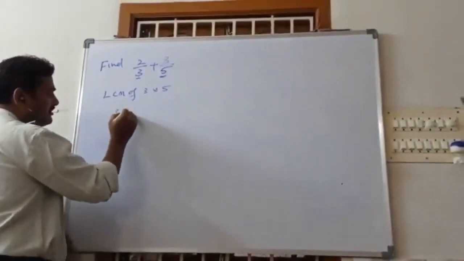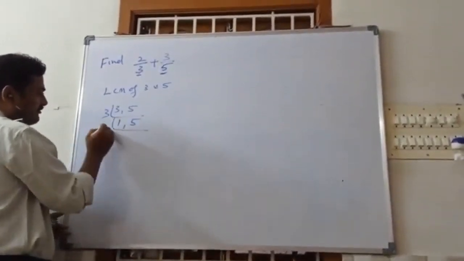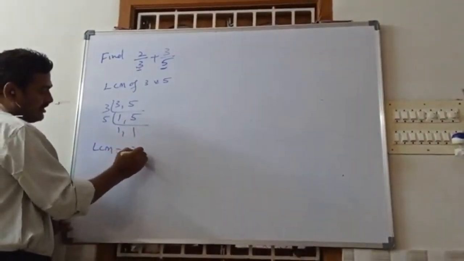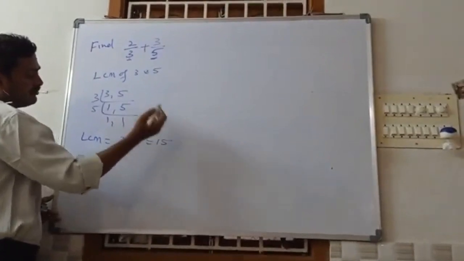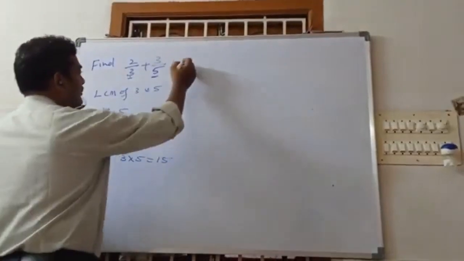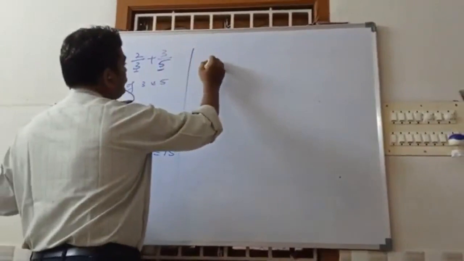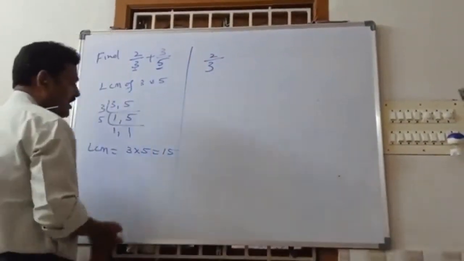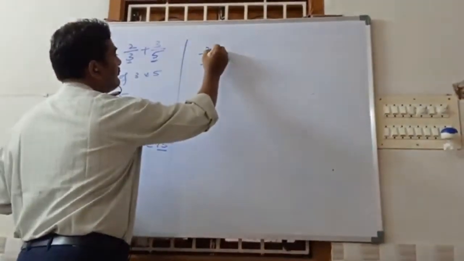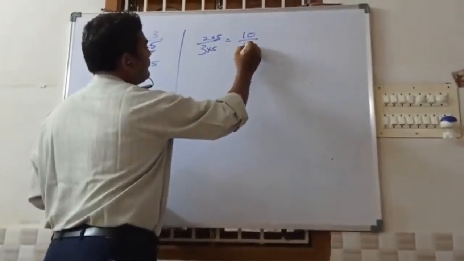That means 3, 5. In the 3 table, 3 ones, 5 will not go. Then the 5 table, 5 ones. Now LCM equals 3 into 5, that equals 15. So the LCM is 15. Now take the first number, 2 by 3. How many times will 3 go? 3 5s are 15. Into 5, into 5. That means 2 5s are 10 by 15.